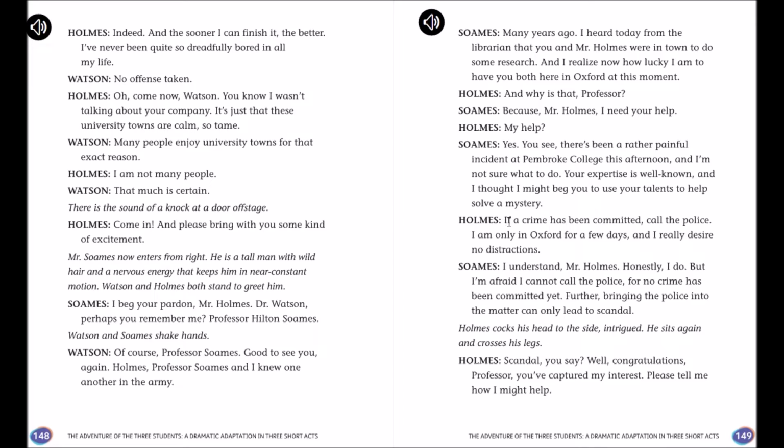Holmes. If a crime has been committed, call the police. I'm only in Oxford for a few days, and I really desire no distractions. Soames. I understand, Mr. Holmes. Honestly, I do. But I'm afraid I cannot call the police, for no crime has been committed. Not yet. Further, bringing the police into the matter can only lead to scandal.